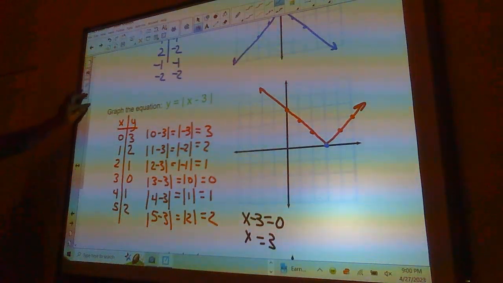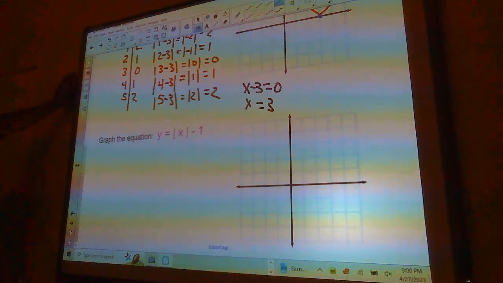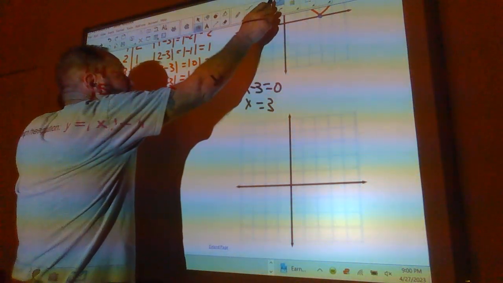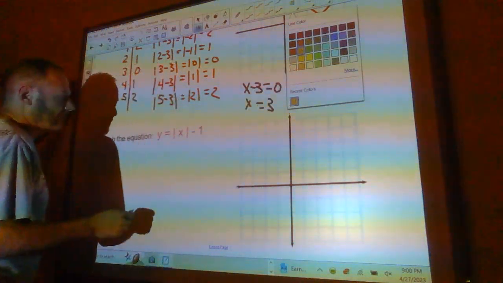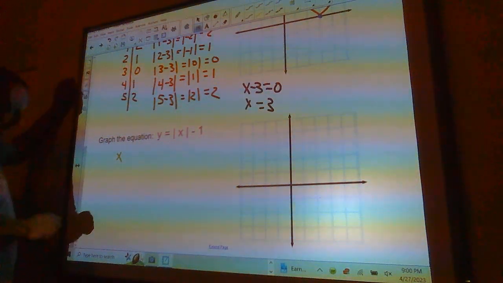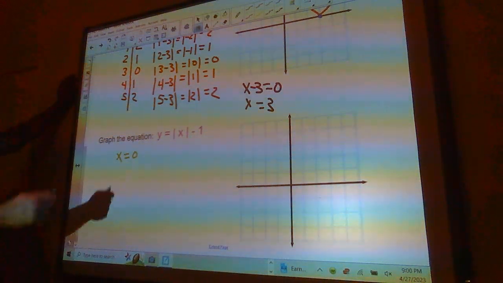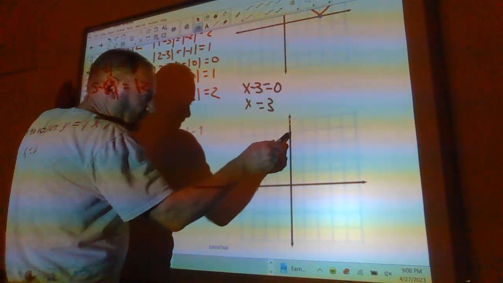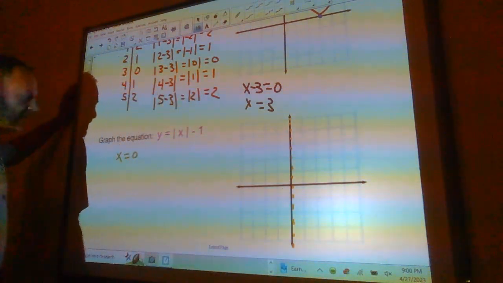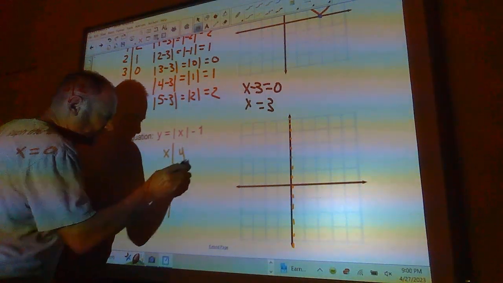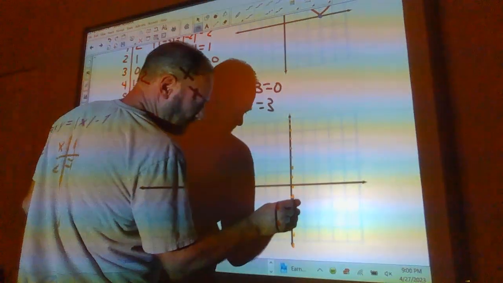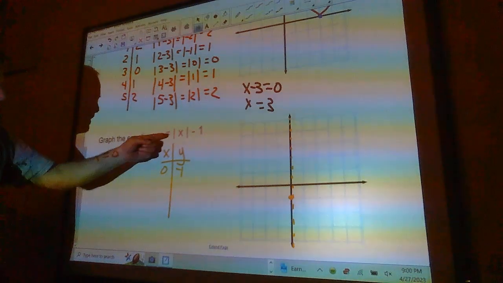Okay? So let's look at another one here. Okay, what happens here? Y equals the absolute value of x minus 1. Okay, so if I go with what I did before, and I say, okay, take the stuff inside the absolute value, that's x, set it equal to 0, and solve it. Hey, x is 0. Okay, so my axis of symmetry on this thing is going to be right there. Okay, now if I make my table, and I plug in 0, I get absolute value of 0 is 0, minus 1 is negative 1.